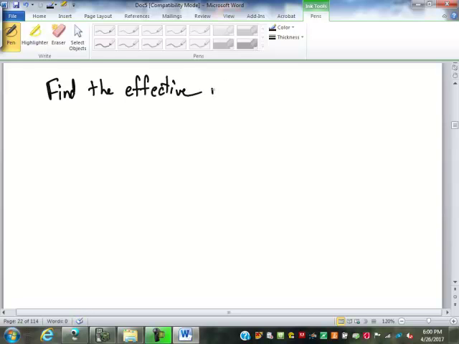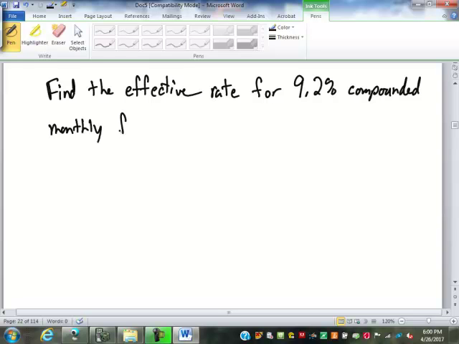Find the effective rate for 9.2% compounded monthly for 37 years.